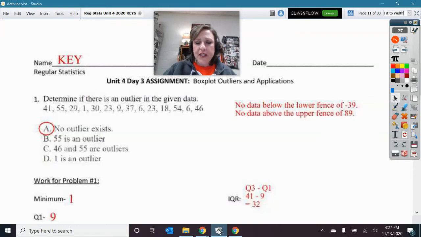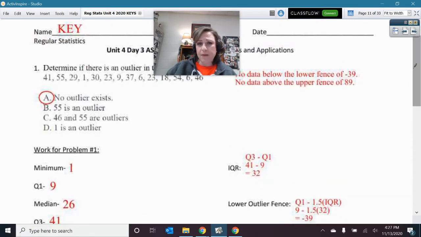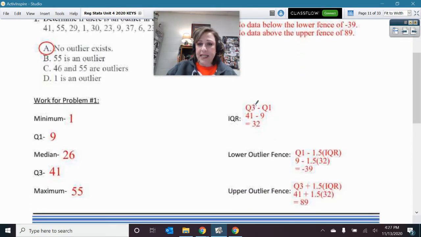All right, let's go over this box plot outliers and applications assignment. So what we have in this first one is you need to find your outliers. I show that work here. I went ahead and took that data, I'm sure I put it in my calculator to get that 5-number summary. Then the IQR came out to be 32 with the lower fence of -39 and the upper fence of 89.